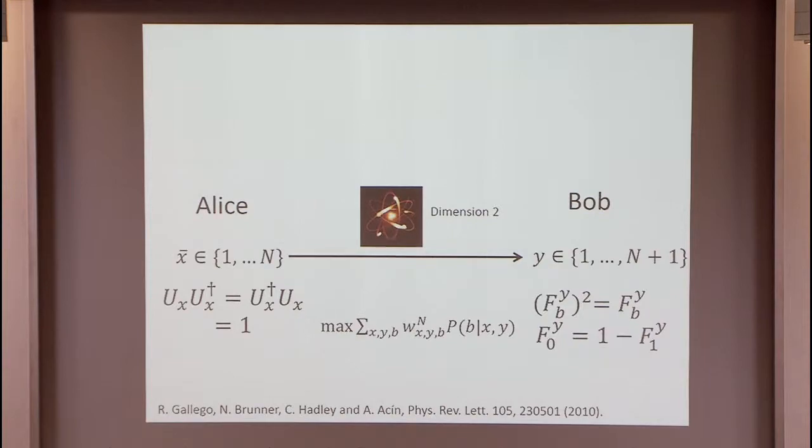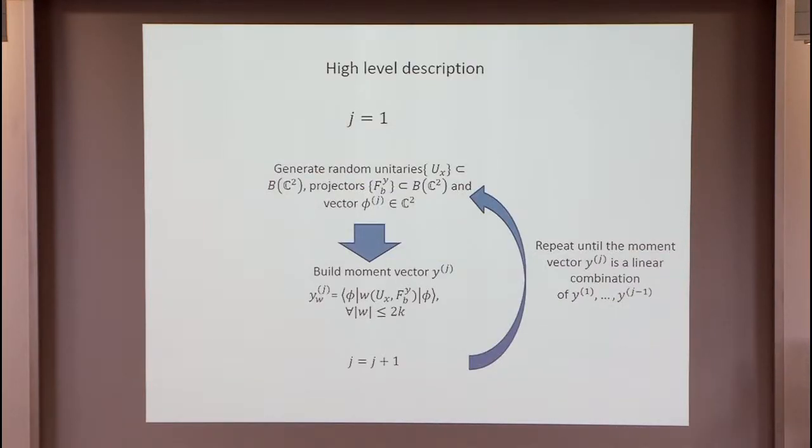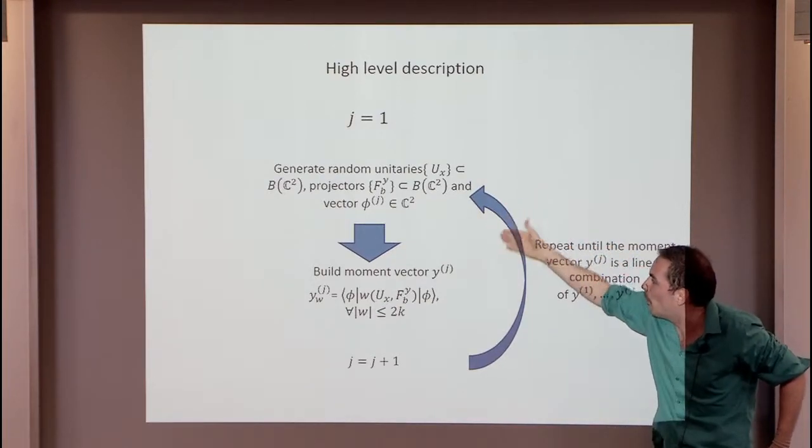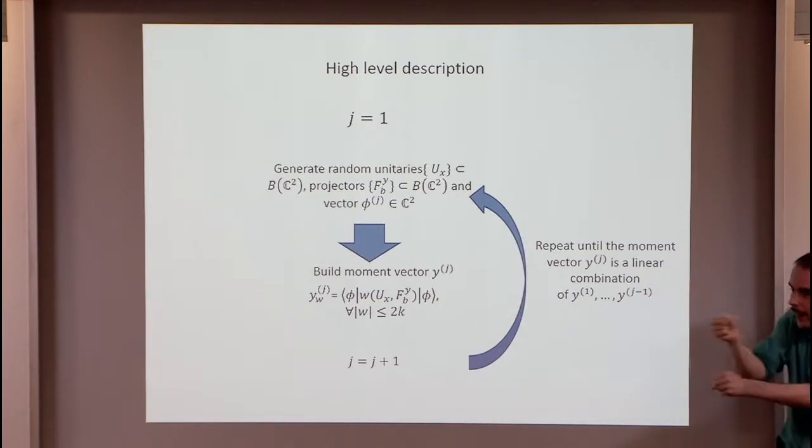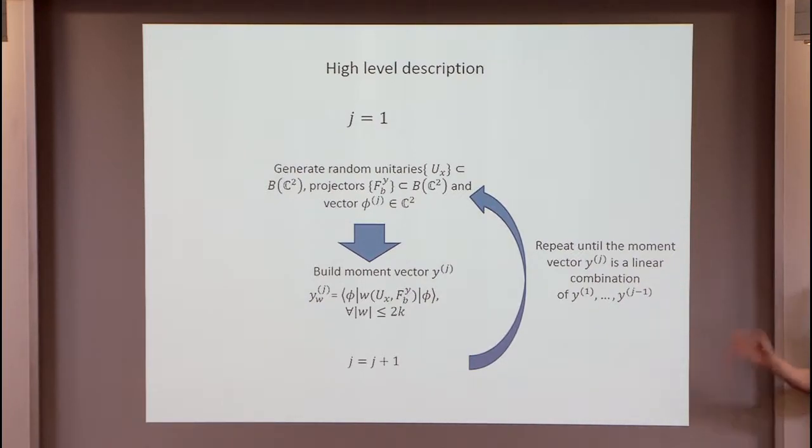Now, instead of applying the method that I just described, I'm going to apply a variant, because it is very easy to sample random unitaries and random projectors in dimension 2. So rather than sampling arbitrary matrices, we sample random unitaries and random projectors and use them to construct these moment vectors. These moment vectors will satisfy a set of extra constraints that enforce that you actually do not need localizing matrices for this problem. The moment matrix is enough. So it saves a lot of memory and it's fine.